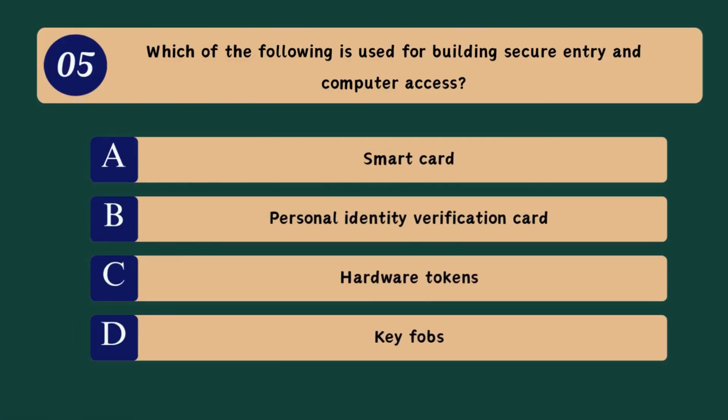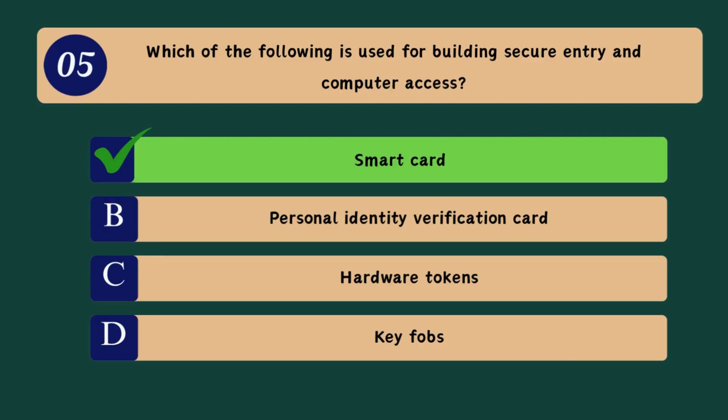Question 5. Which of the following is used for building secure entry and computer access? A. Smart card. B. Personal identity verification card. C. Hardware tokens. D. Key fobs.